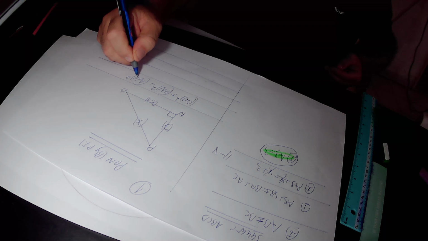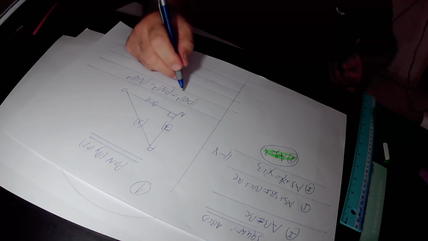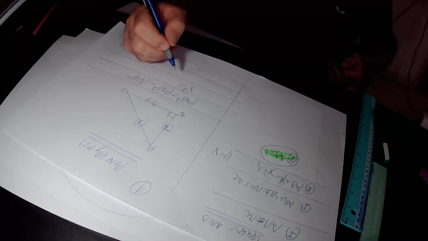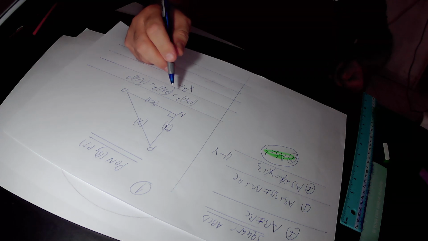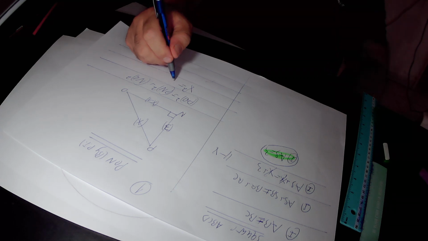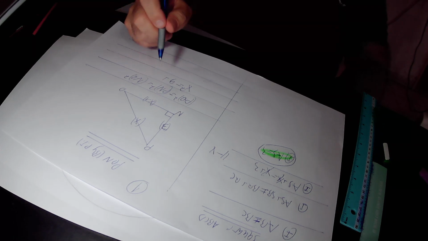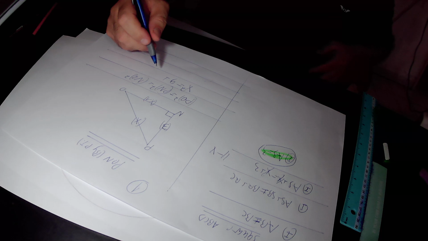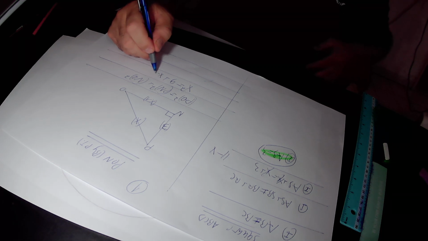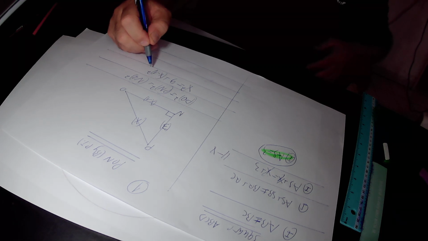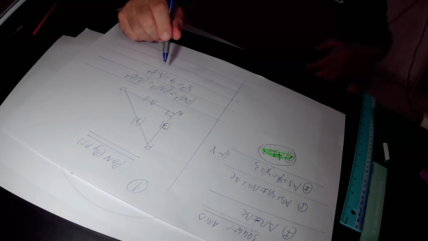The hypotenuse PO equals X, therefore PO squared is X squared, and it equals PN squared. PN is 3, therefore PN squared is 3 squared, that is 9, plus NO squared. NO is X minus 1, therefore NO squared is (X minus 1) squared. So in total, X squared equals 9 plus (X minus 1) squared.